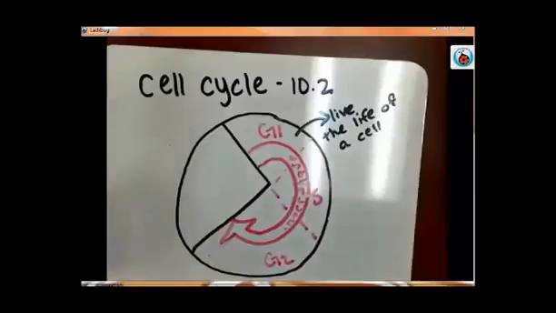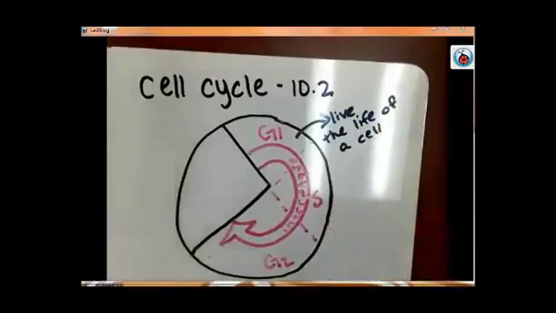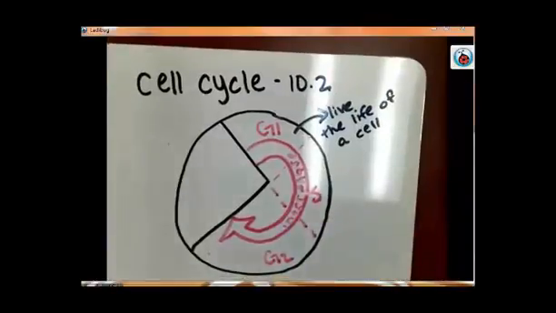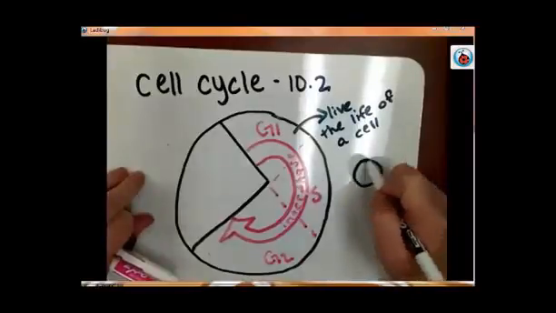In S phase, we call that S phase because of the synthesis phase. The cell, before it can even think about dividing, it has to copy its DNA. Because imagine if we just had a cell that didn't copy its DNA.